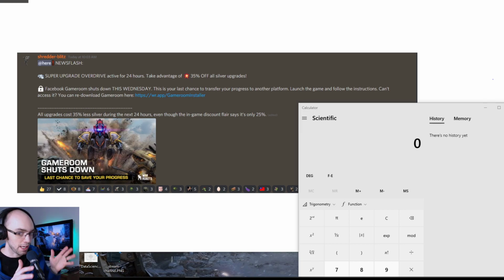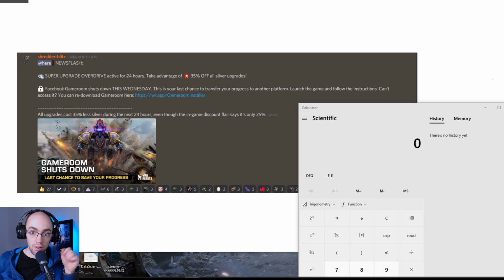This is basically just a PSA, because I do not want anybody to miss out. Because just for 24 hours only today, we have 35% super upgrade overdrive. I think we've never seen this before, and I think I know why they're doing it. If you are on Game Room, they are trying to get your attention because you got to get your account moved over real quick. Make sure you get that done.